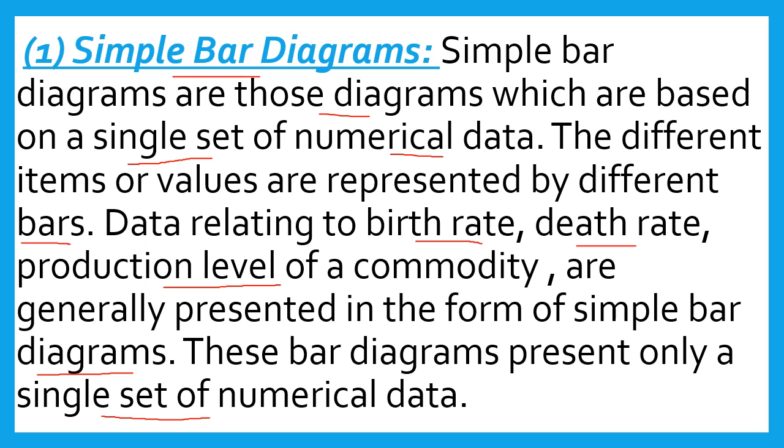So these are used to represent only one characteristic of data, and there will be as many bars as number of observations. For example, if we are taking the data obtained on production of oil seeds in a particular year, this can be represented by such bars.